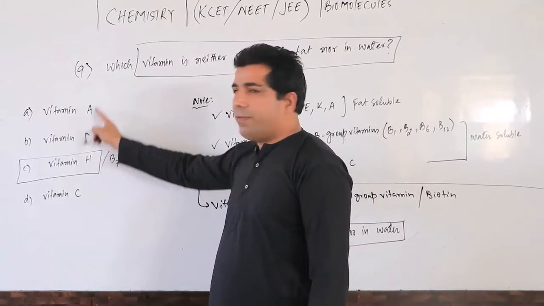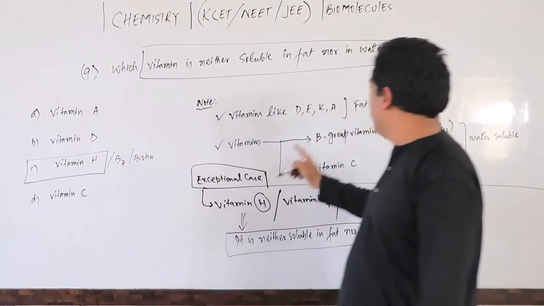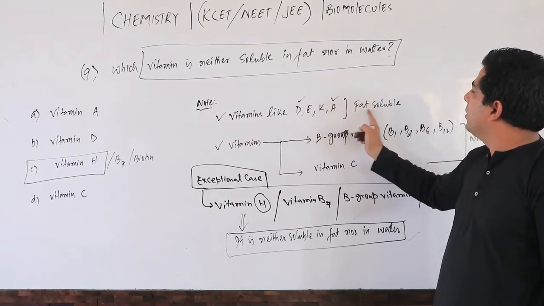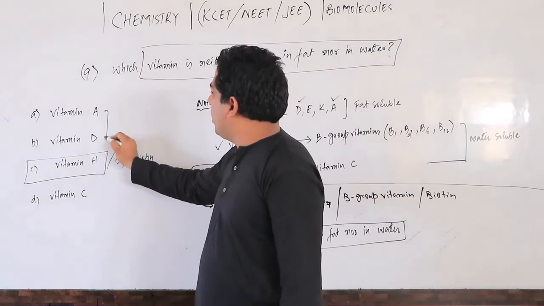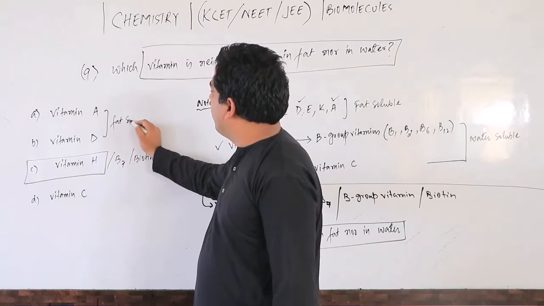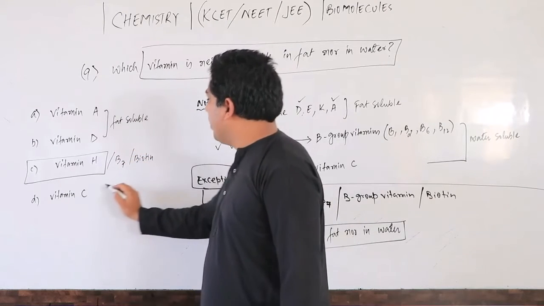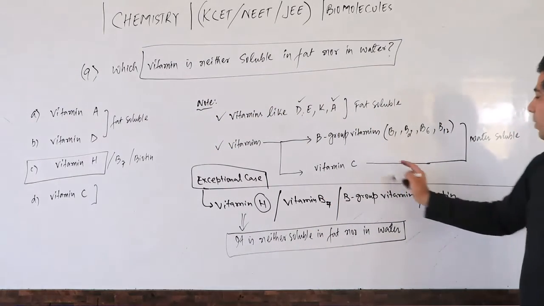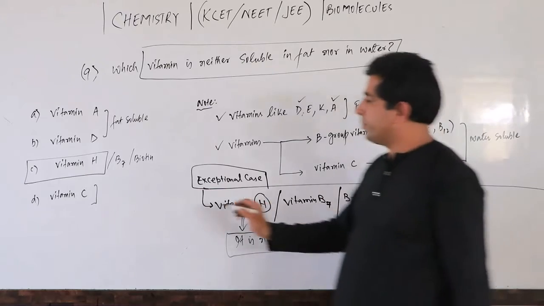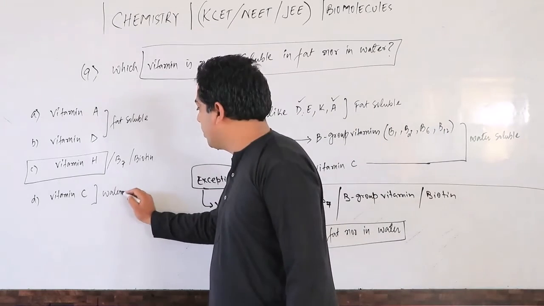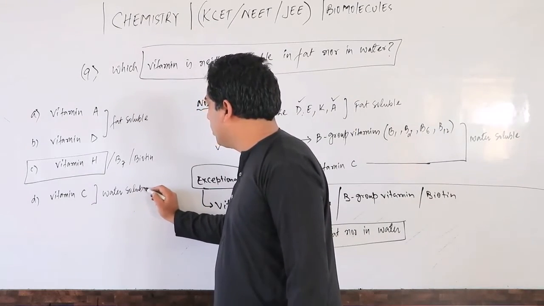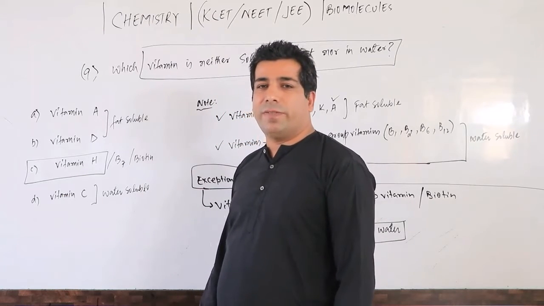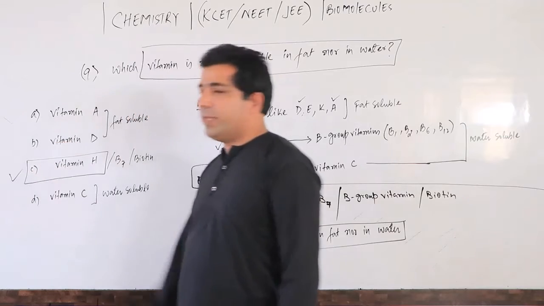And if you look at A and D, have a look here, DEKA. A is here, D is here, DEKA, that is fat soluble. So these two are basically fat soluble. And if you look at vitamin C is here. So vitamin C is here, it's water soluble. So it is water soluble. But this guy, biotin, is neither soluble in water nor in fat. So answer is vitamin H.